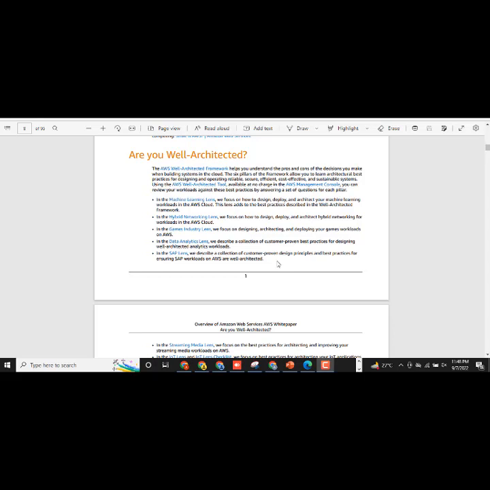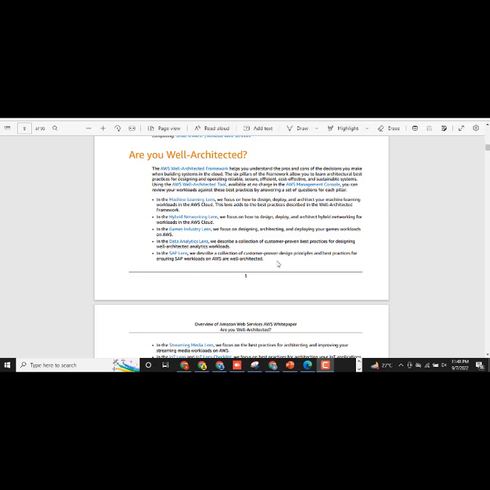And the third one is the games industry lens. We focus on designing, architecting, and developing your games workloads on AWS. And the fourth one is the data analytics lens. It describes a collection of customer-proven best practices for designing well-architected analytics workloads.